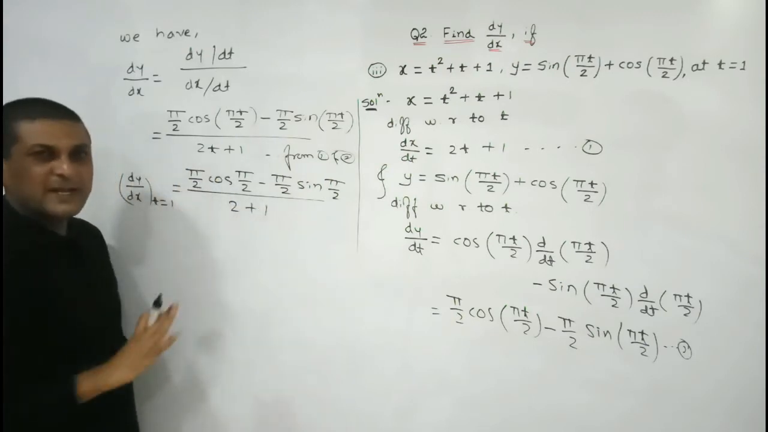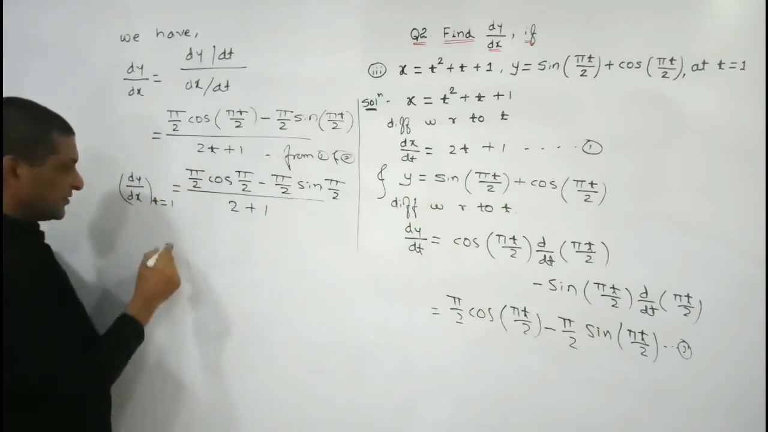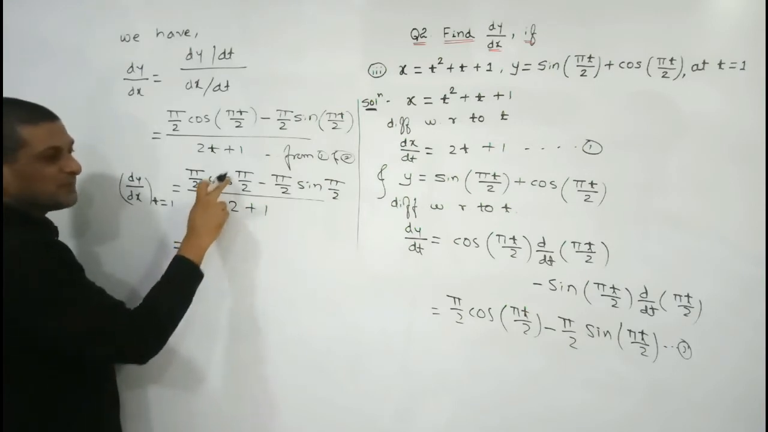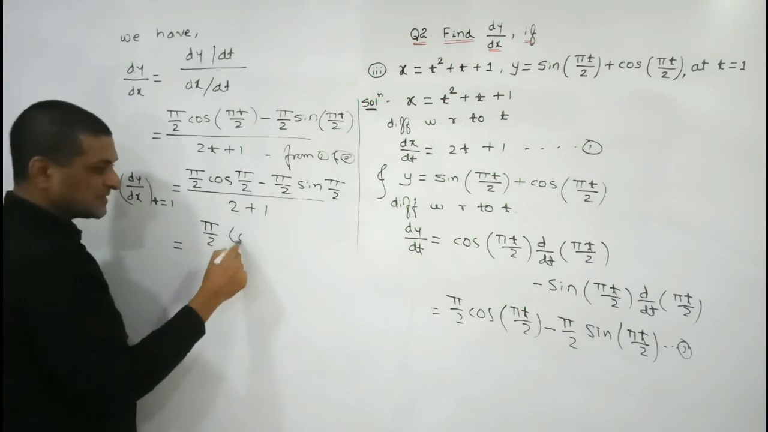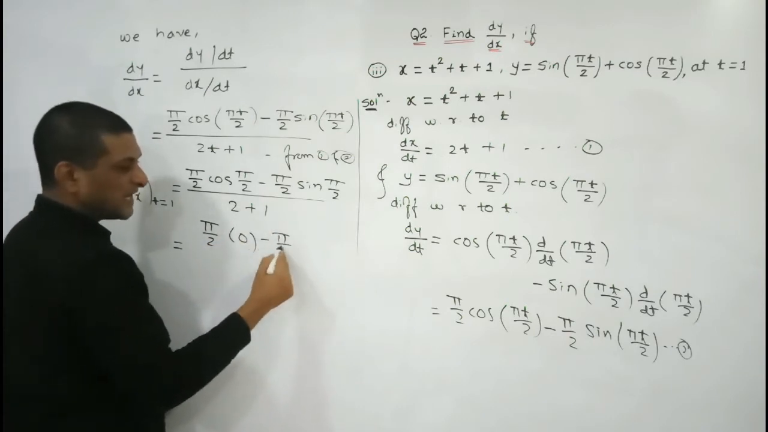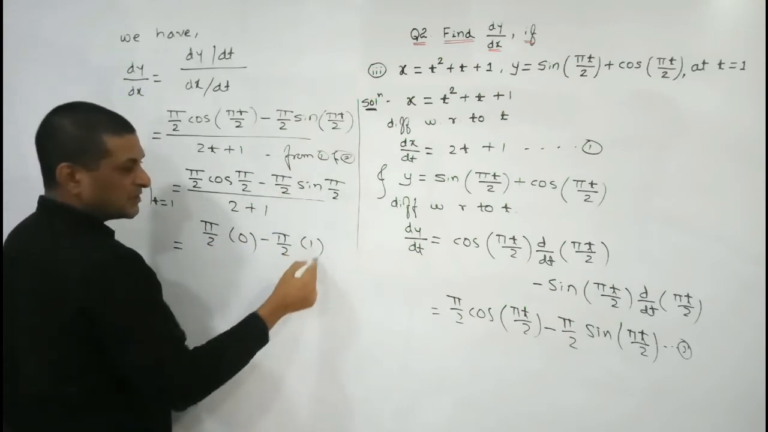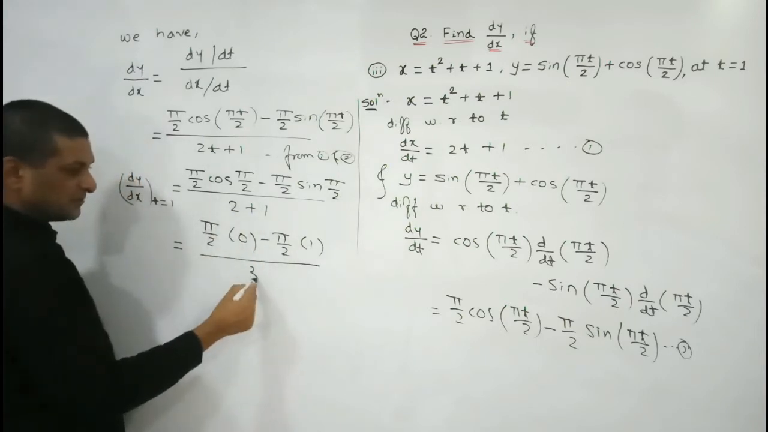Just simply we have replaced t by 1. So which is equal to, now cos pi by 2 means cos 90. We know that cos 90 is equal to 0. So replace it by 0, minus pi by 2, keep it as it is, sin 90 will be equal to 1, and in the denominator 2 plus 1 will be equal to 3.